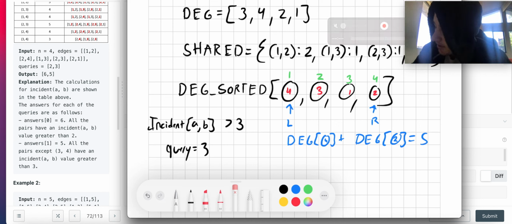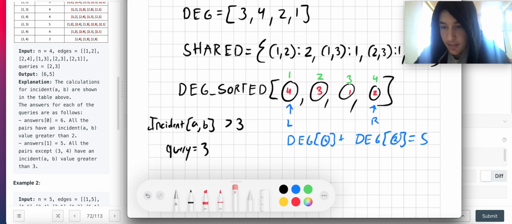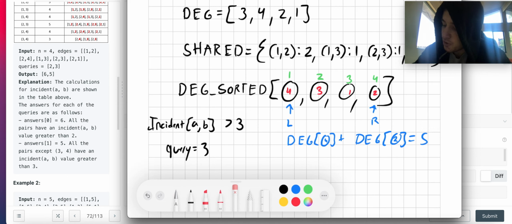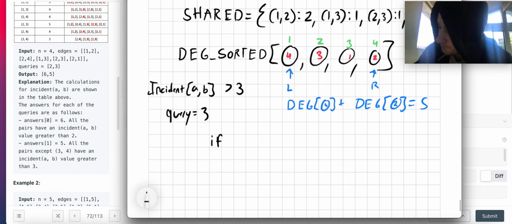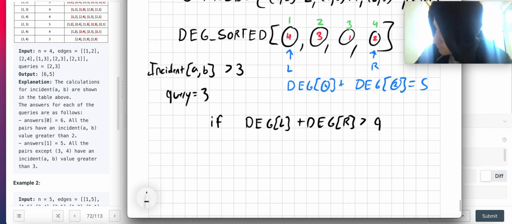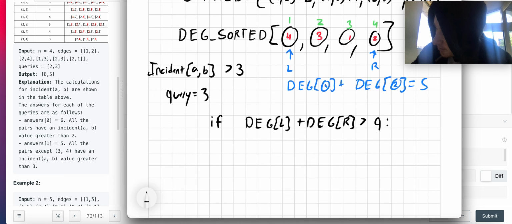So if L and R can reach greater than the query value, that means everything in between L and R can also reach the query value, right? So if the degree at L plus the degree of R is greater than the query value, then the answer is going to have how many solutions? Well, it's going to have R minus L solutions.